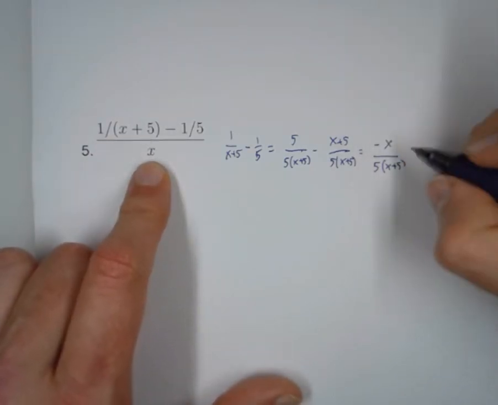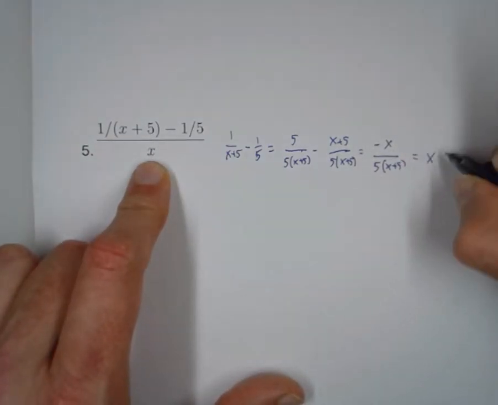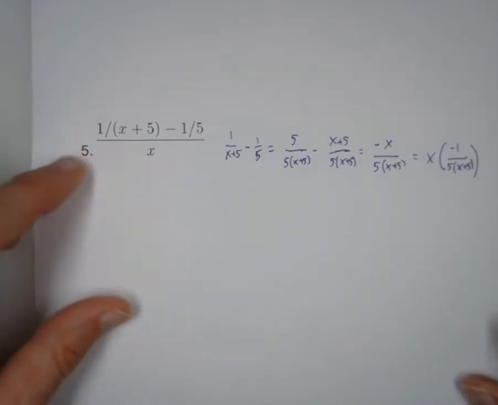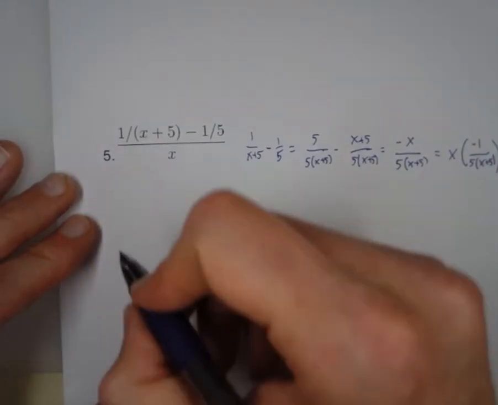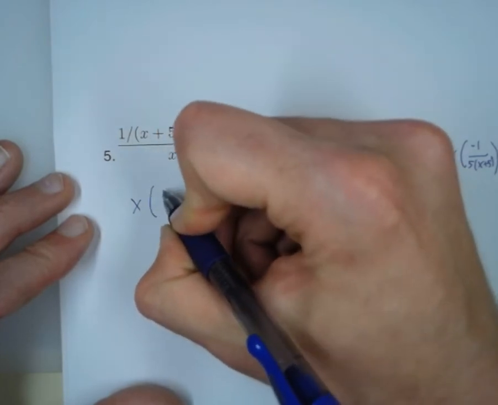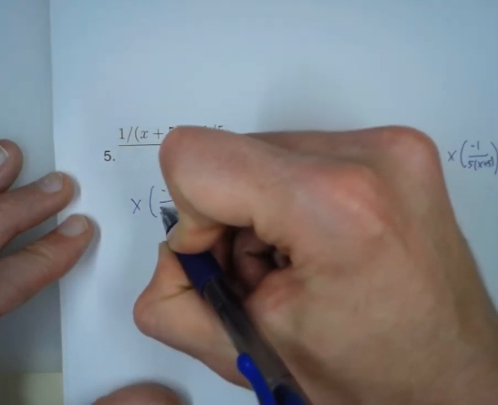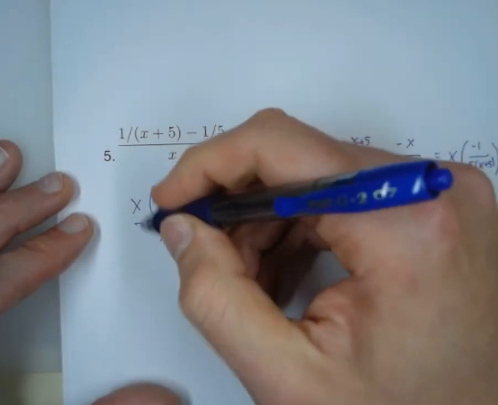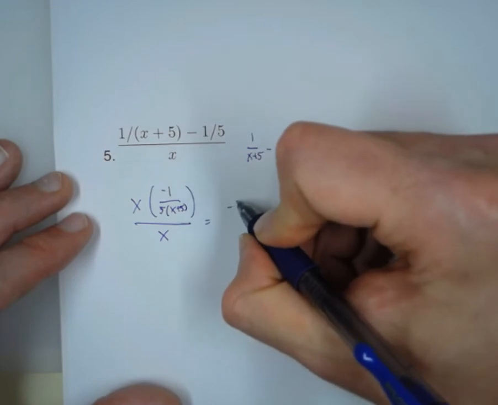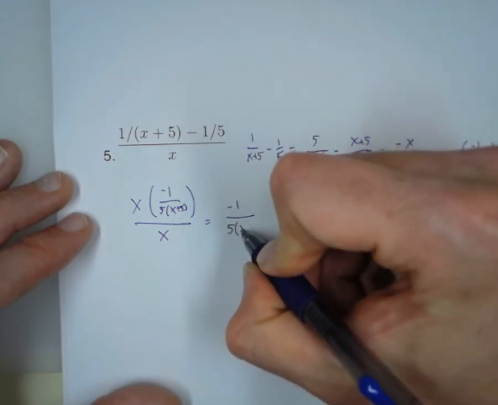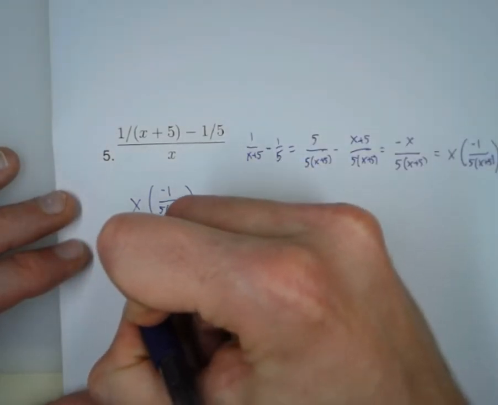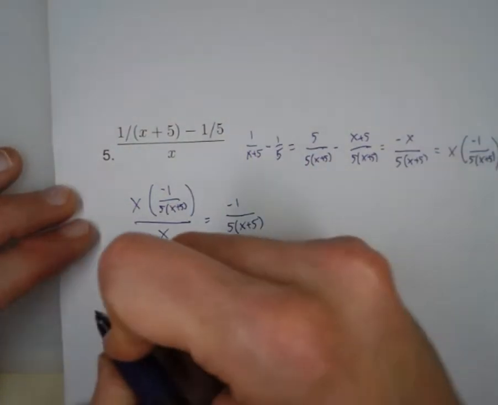Now I want to cancel out the x. So I'm going to factor out x. So I'm left with -1 over 5 times x plus 5. So when I substitute this back over, I have x times the quantity -1 over 5 times x plus 5. And now I can see that the x's cancel, and I'm left with -1 over 5 times x plus 5. So my location for my removable discontinuity was 0. That's what was canceled out.